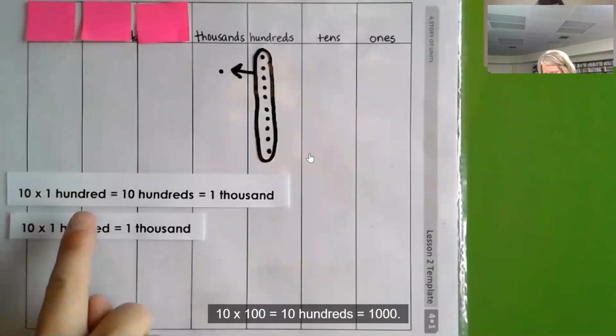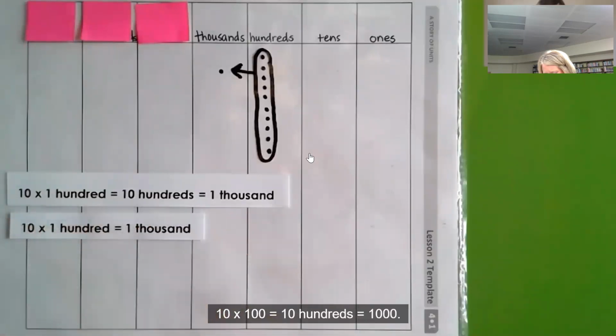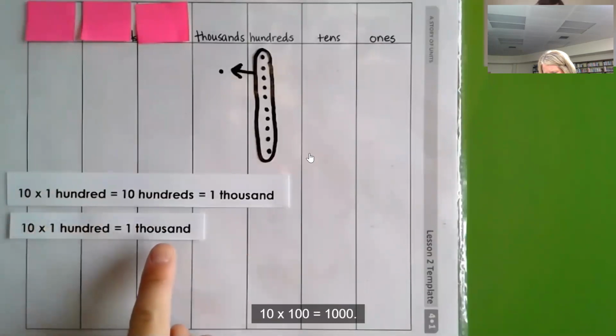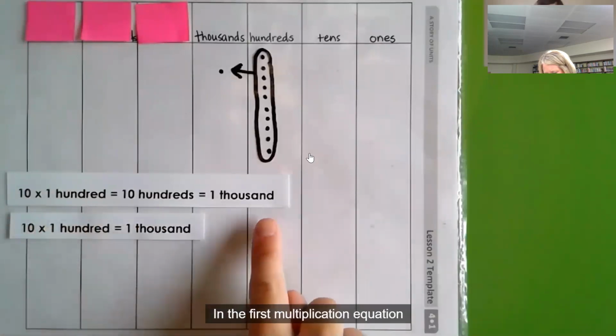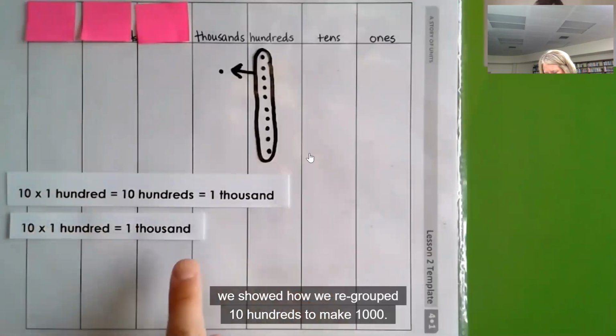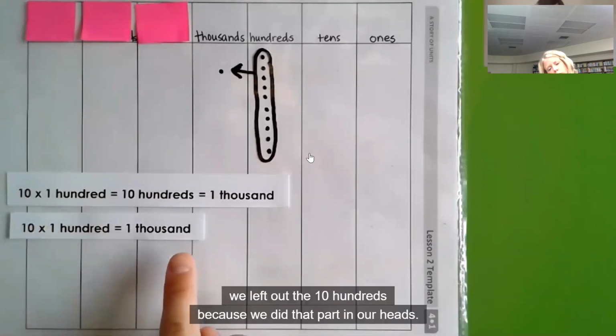10 times 100 equals 10 hundreds equals 1,000. 10 times 100 equals 1,000. In the first multiplication equation, we showed how we regrouped 10 hundreds to make 1,000. In the second multiplication equation, we left out the 10 hundreds because we did that part in our heads.